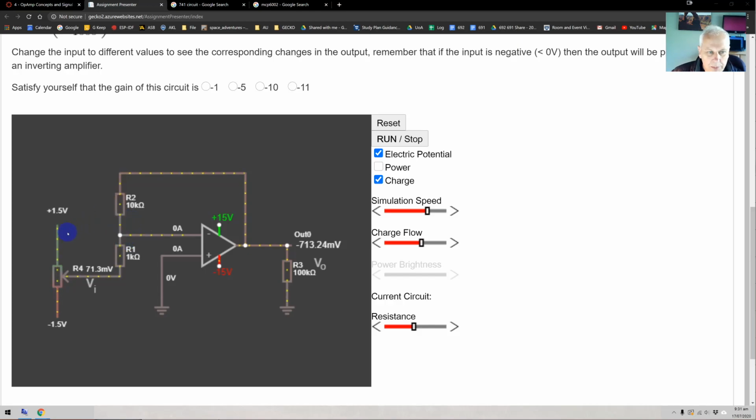So hopefully this will help you engage with this and think about what the inverting amplifier does. As the input voltage goes up, the output voltage goes down, and there's a change in polarity there that you've got to be aware of.